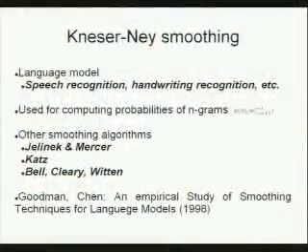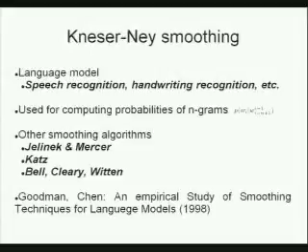And so what is Kneser Ney smoothing? Kneser Ney smoothing is a language model which is used in speech recognition, handwriting recognition, in machine translation, and other applications. It's basically a model which is used for computing probabilities of n-grams, which is basically the probability of a word following another sequence of words.